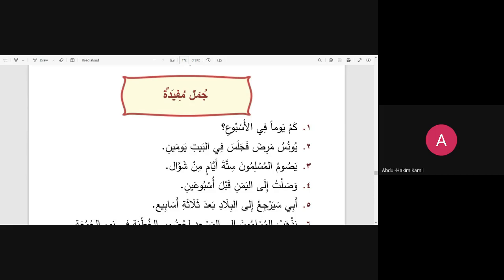You say "kam yawman." You don't say "kam awlad indak," you say "kam waladan lak." "Kam qalaman lak. Kam zawjatan lak." You don't say "kam azwaj," you say "kam zawjat." What comes after "kam" is singular.